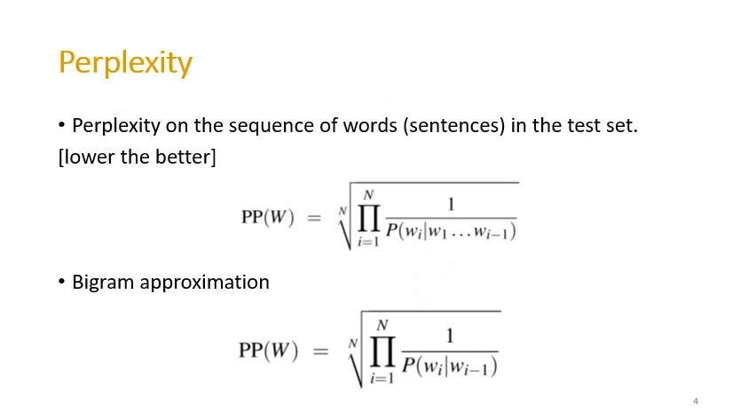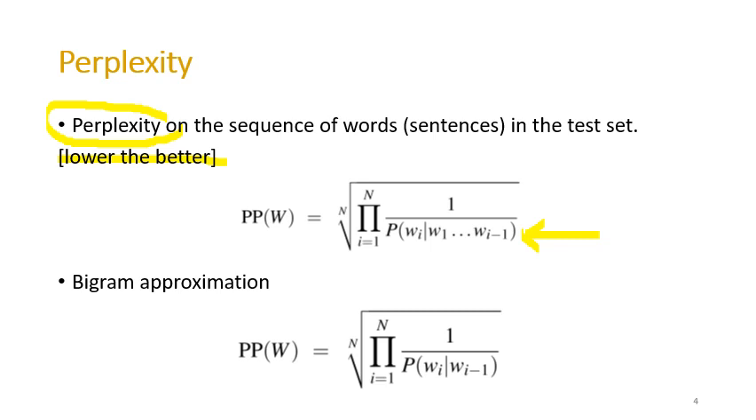Now, the measure is not directly on the joint probability itself, but on the inverse, so 1 over the joint probability. And that metric is called perplexity. Because we would like to have a higher joint probability, if we take the inverse, it means that the lower perplexity is the better. We have two equations here.